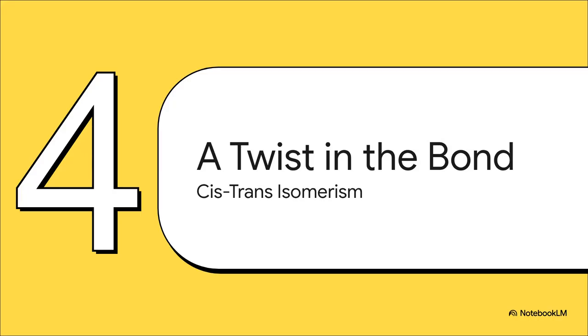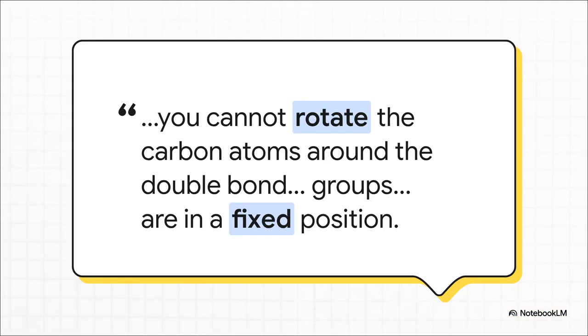Okay, now that we've got the naming down, let's talk about a really fascinating twist in the story. And this is a special feature that only applies to our double-bonded friends, the alkenes. So here's the thing you have to know. A single bond between carbons is like an axle. It can spin around freely. But a double bond, it's rigid. It's locked in place. You can't rotate it. And that has huge consequences for the molecule's 3-dimensional shape.